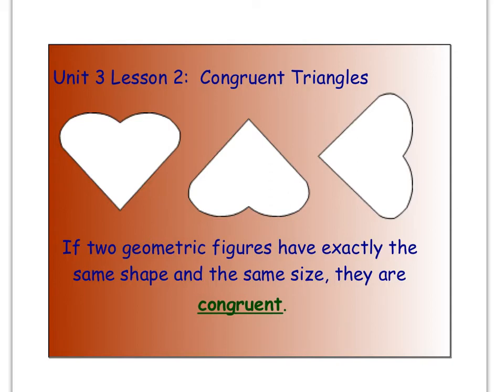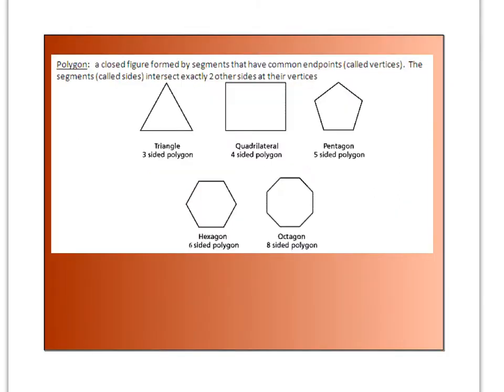It's all about congruent triangles. Remember, congruent means same size, same shape. So if two geometric figures have exactly the same size, exactly the same shape, they are congruent. Like these hearts, even though one is upside down and one is sideways, those hearts are still congruent to each other.